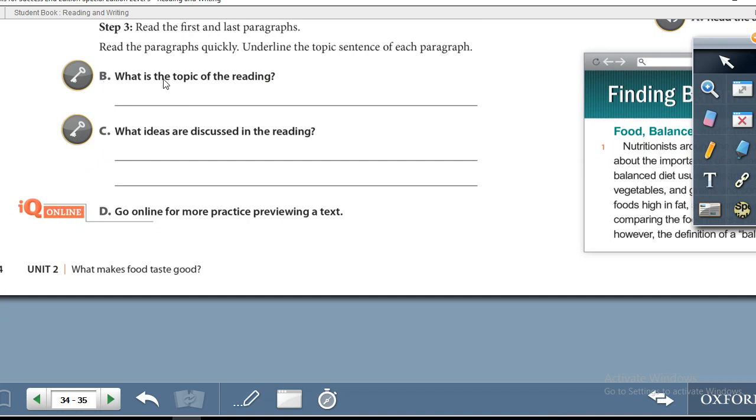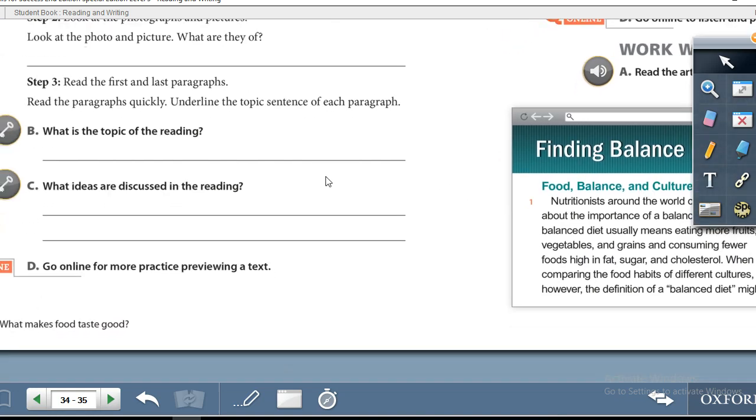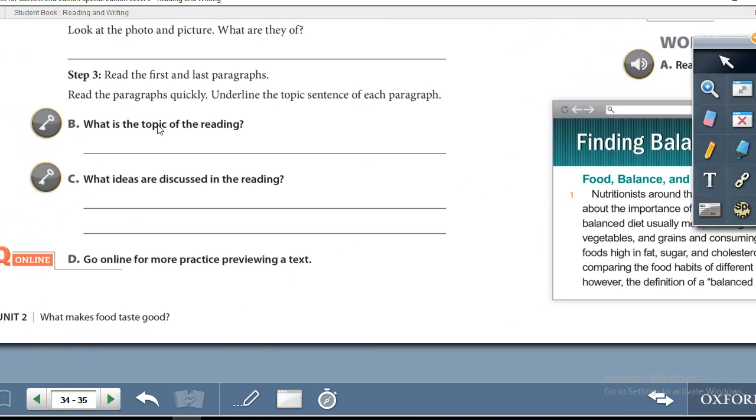Exercise B, what is the topic of the reading? Once again, you will find it at the top. What is the topic of the reading? You will write your answer over here.